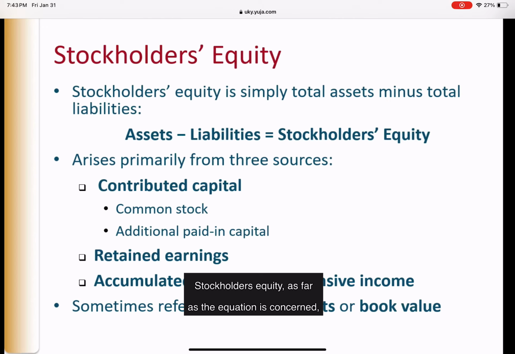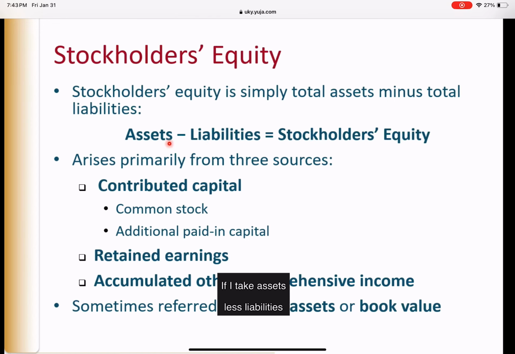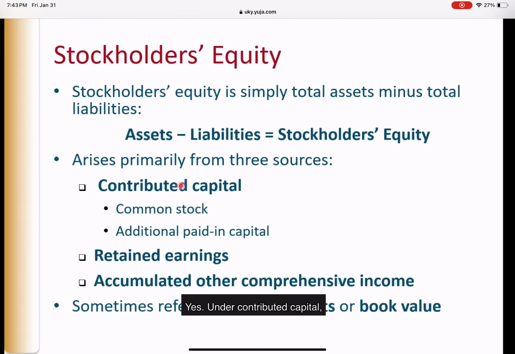Stockholders' equity. As far as the equation is concerned, we just flip it here for you so that you start understanding that stockholders' equity is really net assets. If I take assets less liabilities, because I moved it over from the right side, I get my stockholders' equity. And under contributed capital, you now have two components. I talked about this a little bit before.